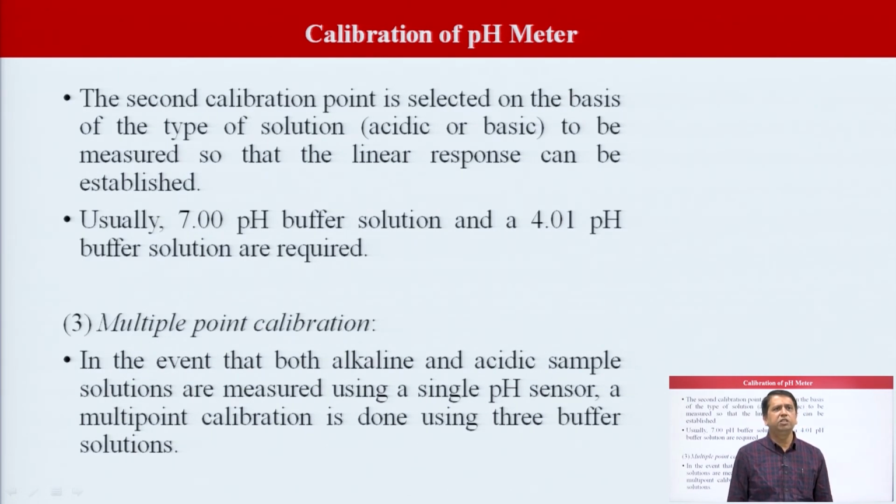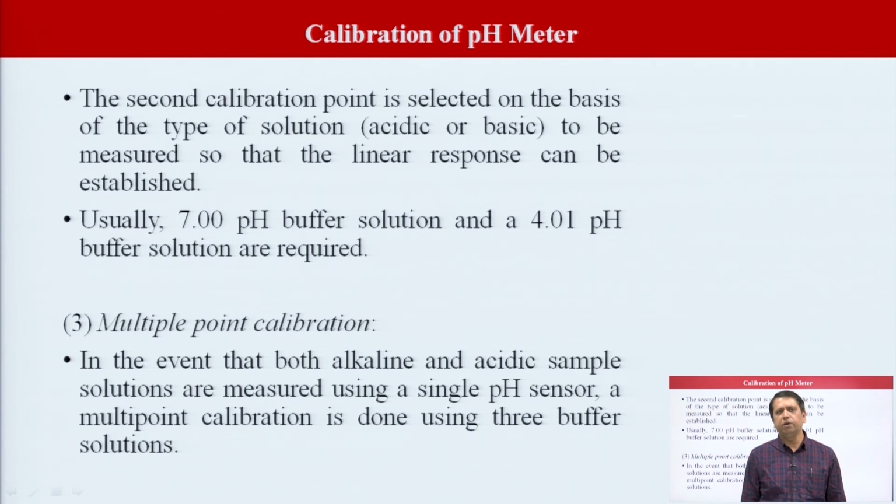The second calibration point is selected on the basis of the type of solution, that is acidic or basic, to be measured, so that the linear response can be established. And for performing 2-point calibration, usually a pH 7 buffer as well as a pH 4.01 buffer solution are required.